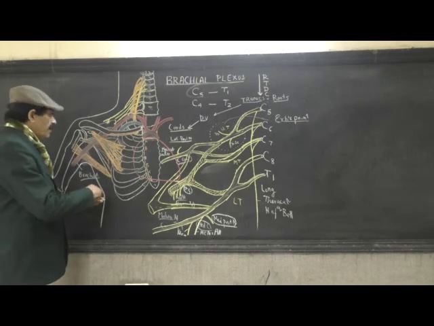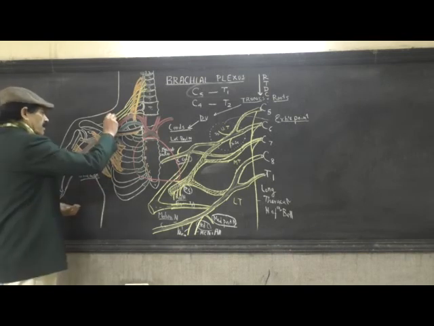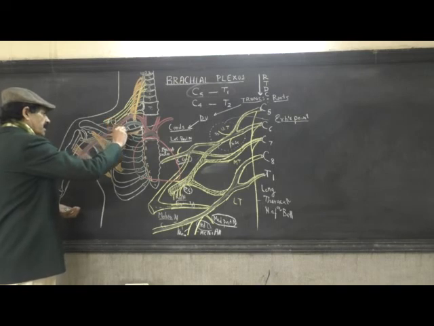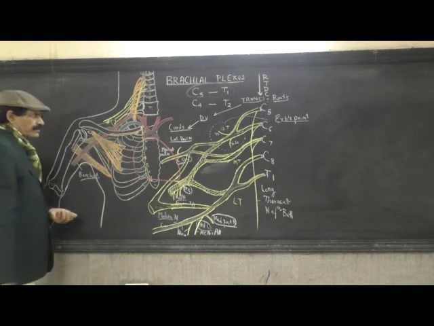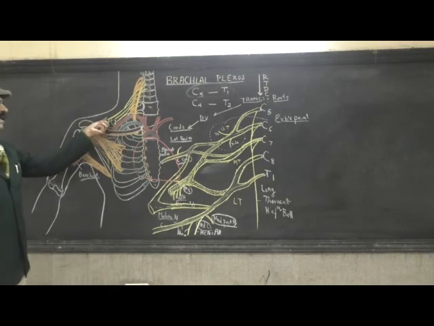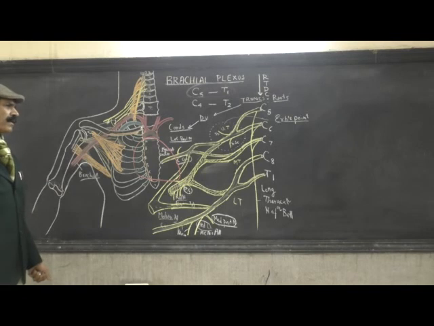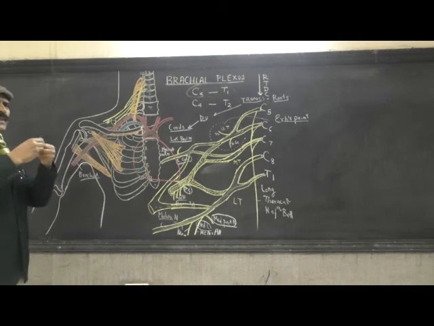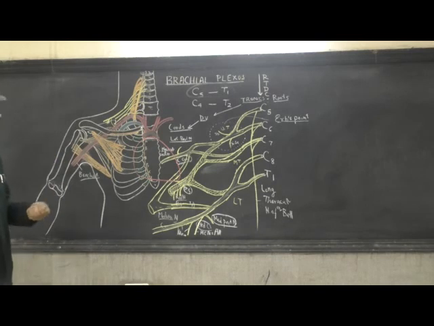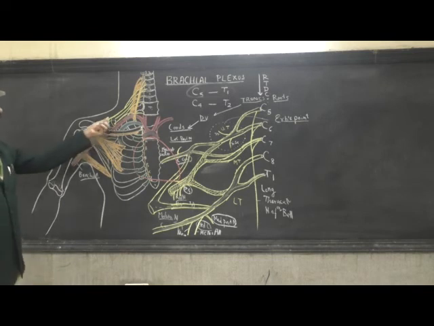From the same Erb's point, the nerve to subclavius comes posteriorly and supplies it. That is Erb's point. It lies just above the shoulder. So any injury at this point, or any stretching of the neck and the shoulder, will damage this nerve point, and patients suffer from Erb's paralysis. So that is Erb's point, the sixth nerve root.